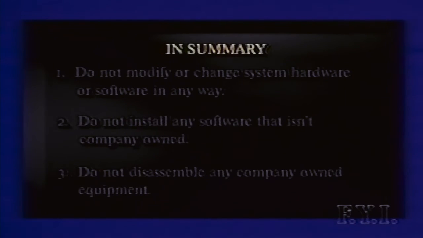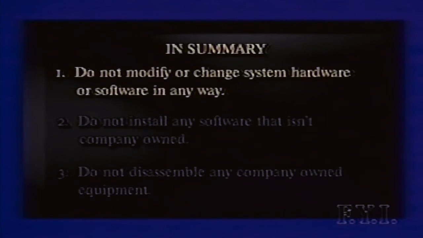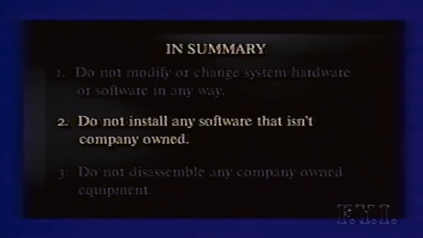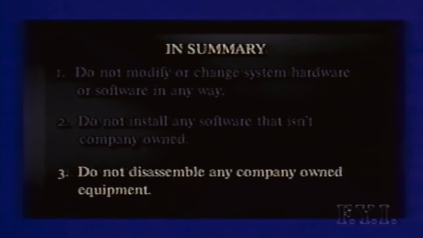In summary, here are the 3 rules again. 1. Do not modify or change system hardware or software in any way. 2. Do not install any software that isn't company-owned. 3. Do not disassemble any company-owned equipment. This concludes our section on the 3 things every end user should remember not to do. If you're not sure about any of the information you just saw, make a note of it and ask your LAN support person.